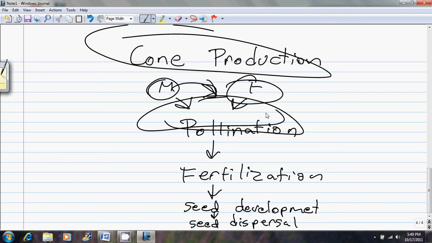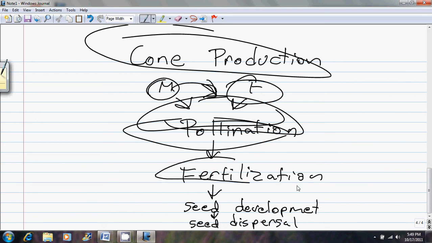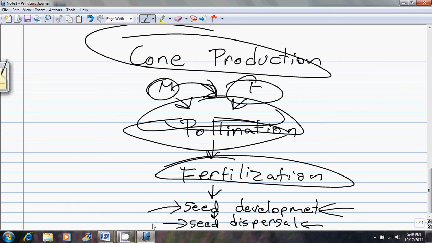Then, once they actually meet and the sperm goes inside the egg, you're going to have a process called fertilization. And then we're going to have the seed development, so that little tiny embryo is going to turn into a seed and stay inside there. And then we need to disperse it because it can't grow on top of the parent. It needs to go out and get a job and go somewhere else. So your parents probably are waiting for you to disperse.